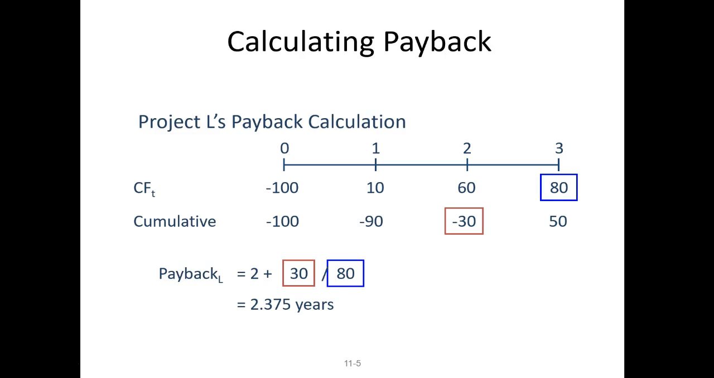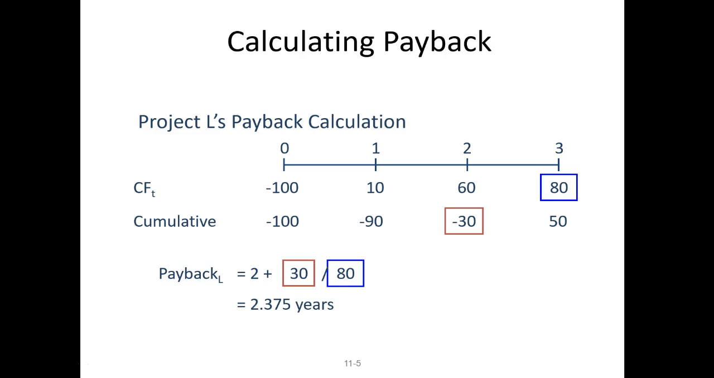To figure out how long it takes to recover this 100, we start with minus 100 and add the 10 in year 1, which is positive. So by the end of year 1, we are still negative, at minus 90. In year 2, we add 60, so by the end of year 2, we are at minus 30, so we're still in a hole. So we know it will take at least 2 full years and a portion of the third year.